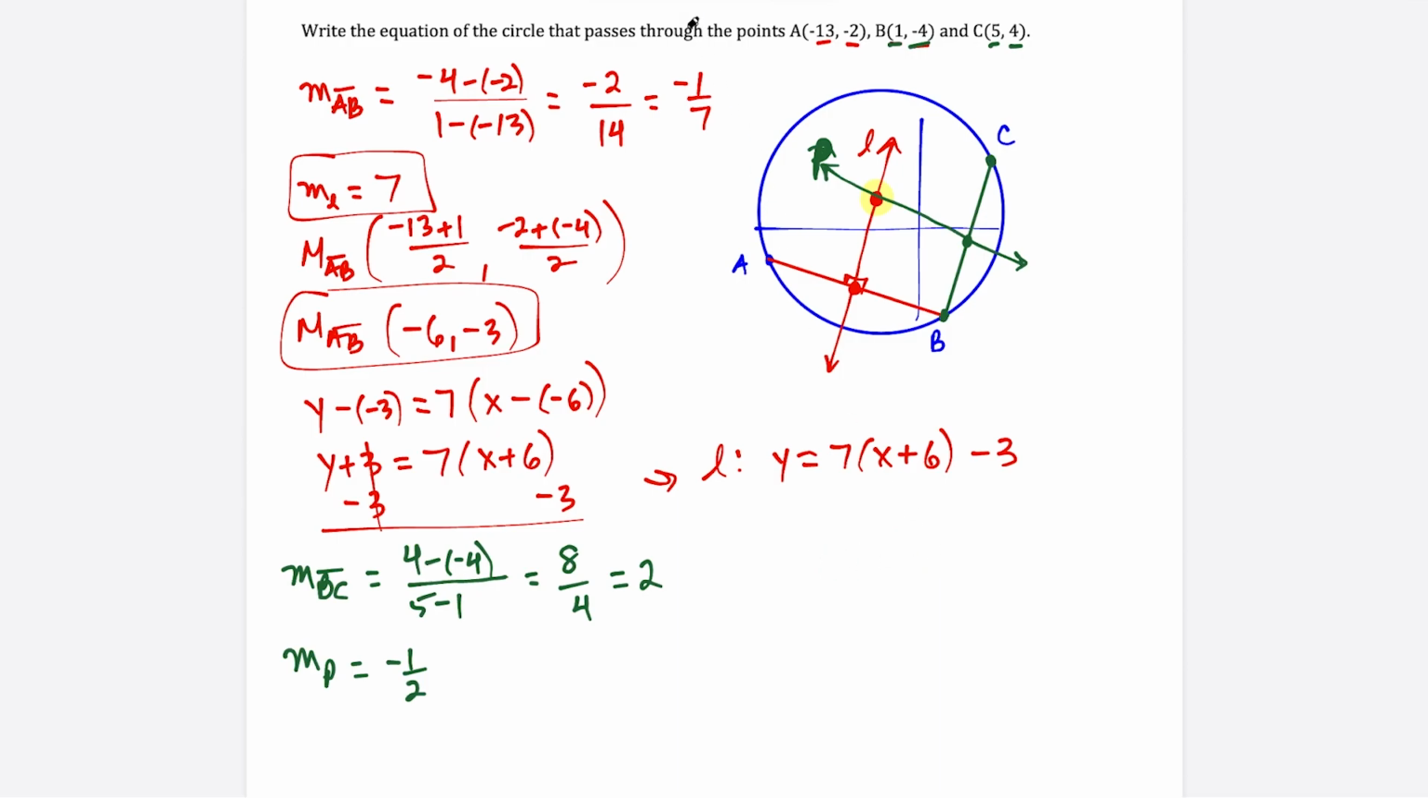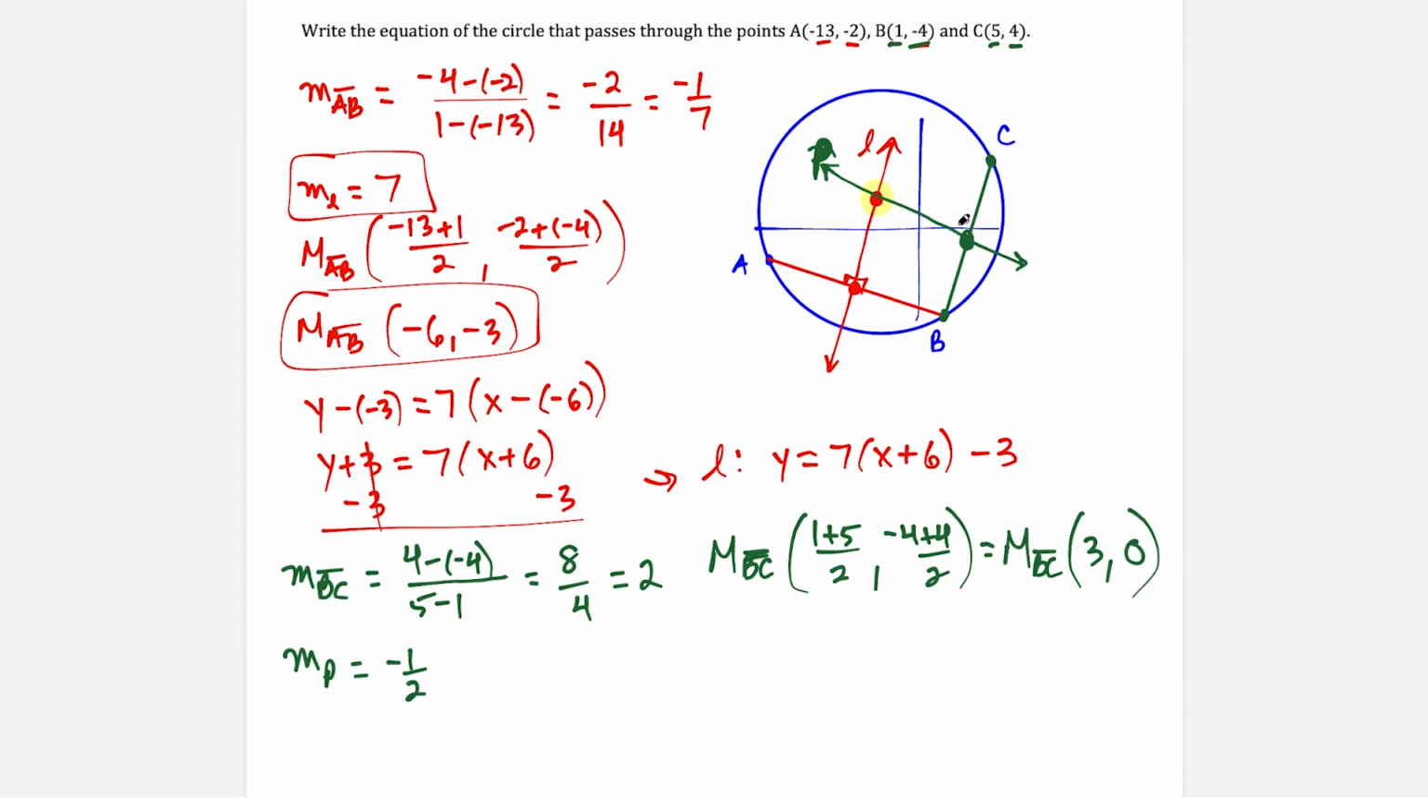Okay, so now that we have the slope of our second perpendicular bisector, we have to know the midpoint of line segment BC. For this, we're just going to take the sum of the x values, so we have 1 plus 5, divided by 2, and then the sum of the y values, -4 plus 4, divided by 2. So this simplifies too. 1 plus 5 is 6, divided by 2 is 3. And notice here, negative 4 plus 4 is 0, and 0 divided by 2 is 0. So the midpoint for BC is at (3, 0).